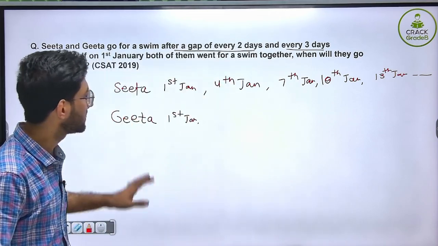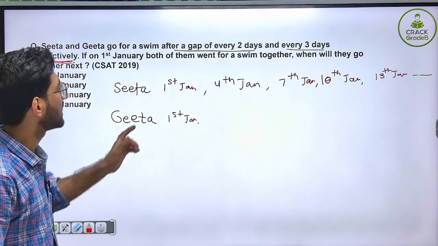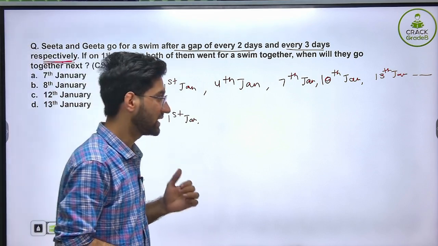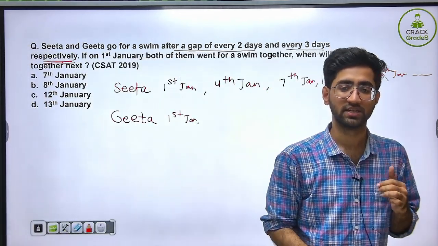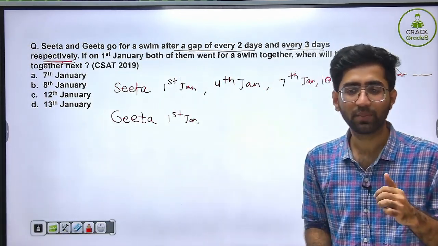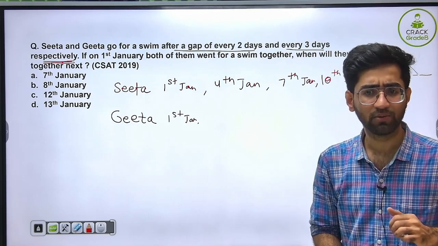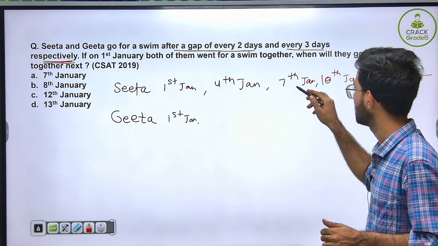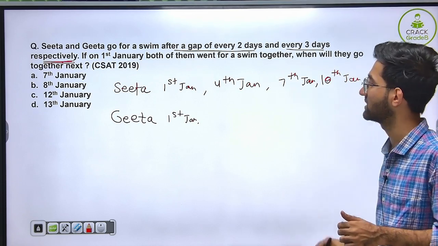Okay, let us think for Gita now. Gita takes a gap of 3 days. Read the question carefully. Sometimes in rush, we think that okay, 1st January, then 3rd January, then 5th January, then 7th January, then 9th January. No.